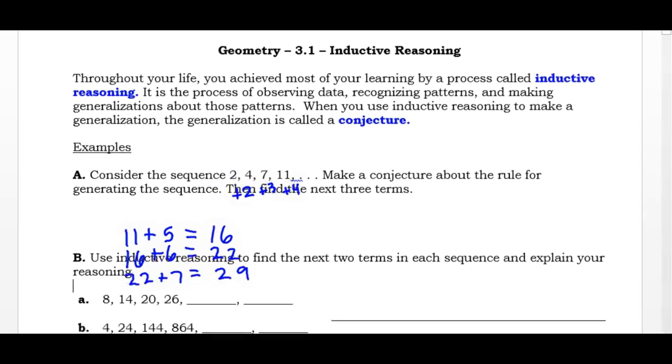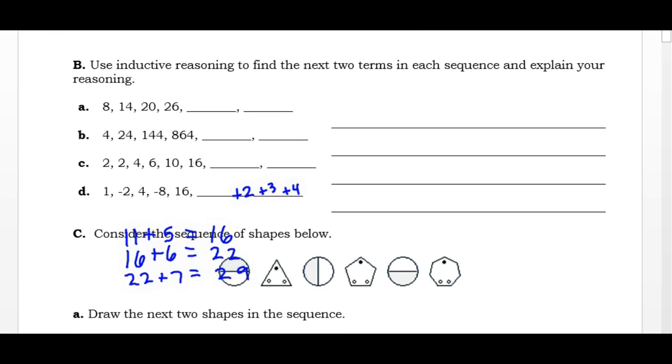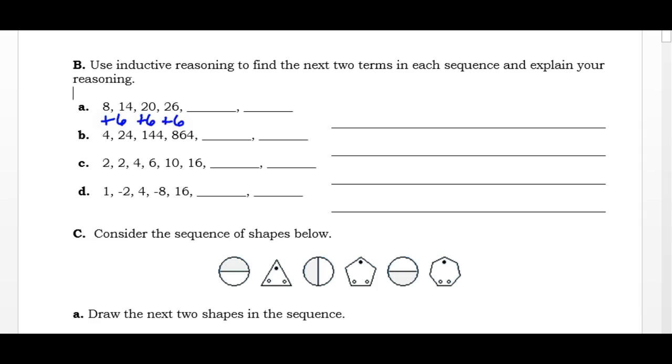The next example says use inductive reasoning to find the next two terms in each sequence and explain your reasoning. So I have 8, 14, 20, 26, and I'm going to do the same thing. I'm going to say, well, how much is that going up by? That's going up by 6, that's going up by 6, that's going up by 6. So my conjecture is that I'm just adding 6 every time. So 26 plus 6, 32 plus 6, those are my next two terms.